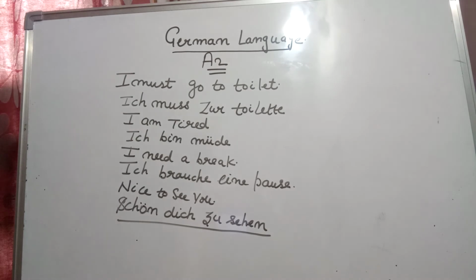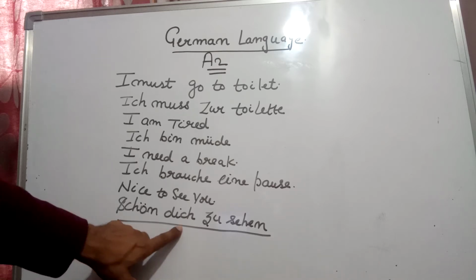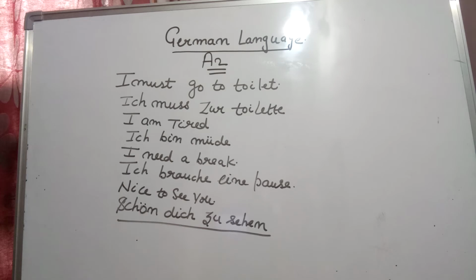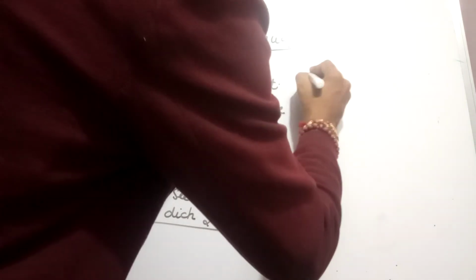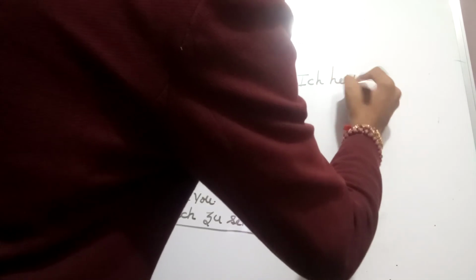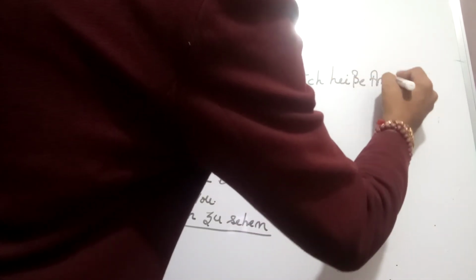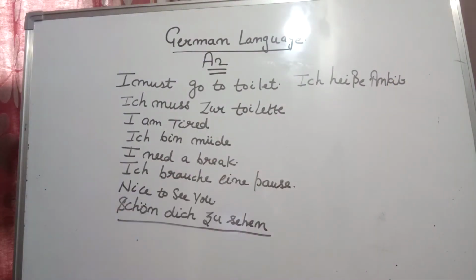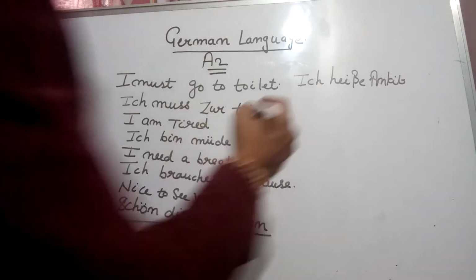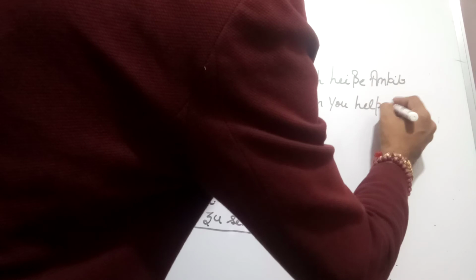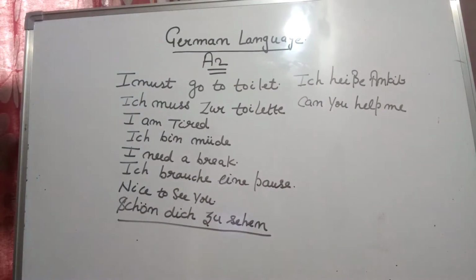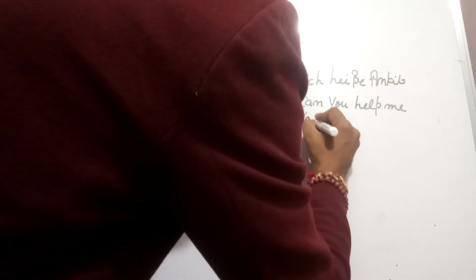If you say, hello, nice to see you. So what you will say? Schön dich. Now here, sehen is a verb which is to see. Then zu sehen. This is my verb to see. So you will say, Schön dich zu sehen. Is that clear to you? If I'm saying nice to meet you, Schön dich zu sehen. That is nice to meet you. Is that clear to you?